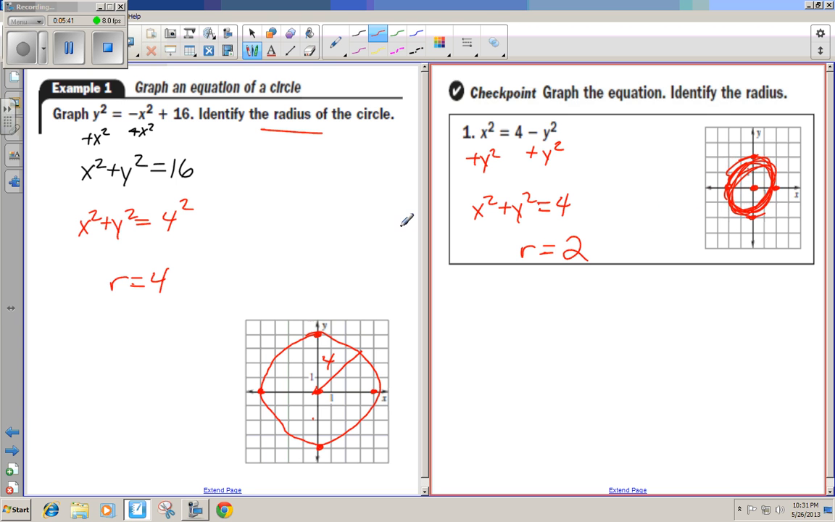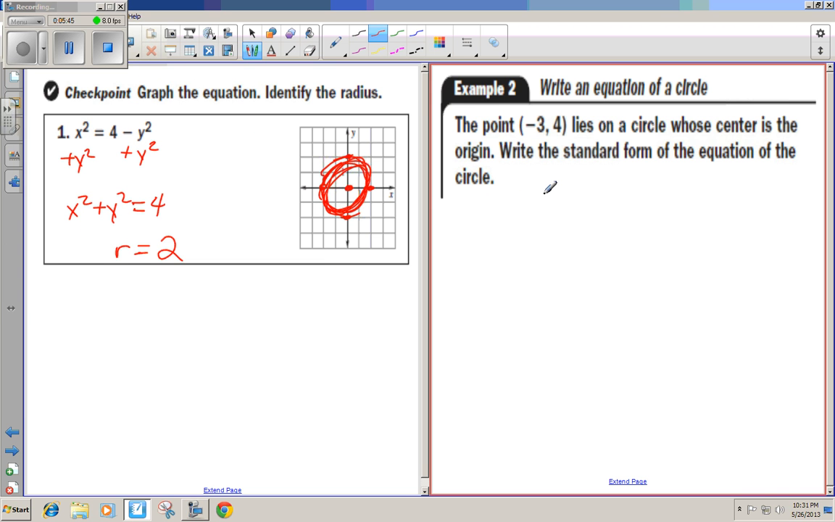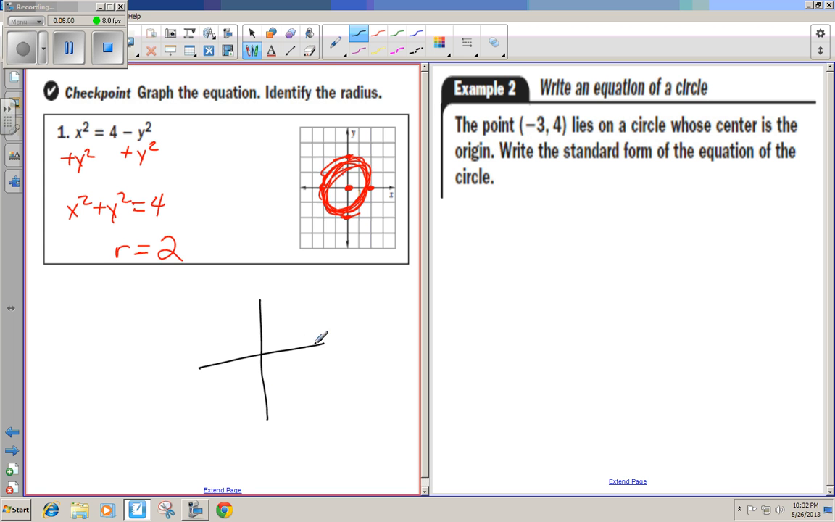All right. Hopefully that makes some sense to you. Now, writing an equation of a circle is a little bit more difficult. The point -3, 4 lies on a circle whose center is the origin. Write the standard form of the equation of the circle. So for this problem here, what you have is something that has a 0, 0 center. It has a circle that goes around it, and -3, 4 is a point on that circle.